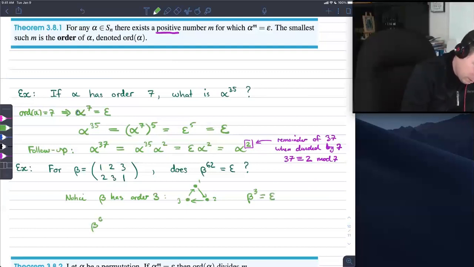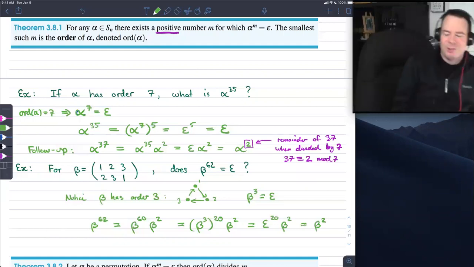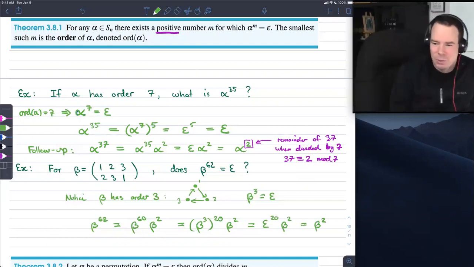And so beta to the 62 is equal to beta to the 60 times beta squared. But beta to the 60 is beta cubed raised to the power of 20 times beta squared, which is the identity raised to the power of 20 times beta squared, which is beta squared. I'm fine if you don't fill in all those details and you just go from beta to the 62 to beta squared and skip all of those in-between steps. But I just wanted to show you that we are using algebra here. We are using the fact that we're able to split up products and group products accordingly, which is convenient here as powers of 3 and whatnot.